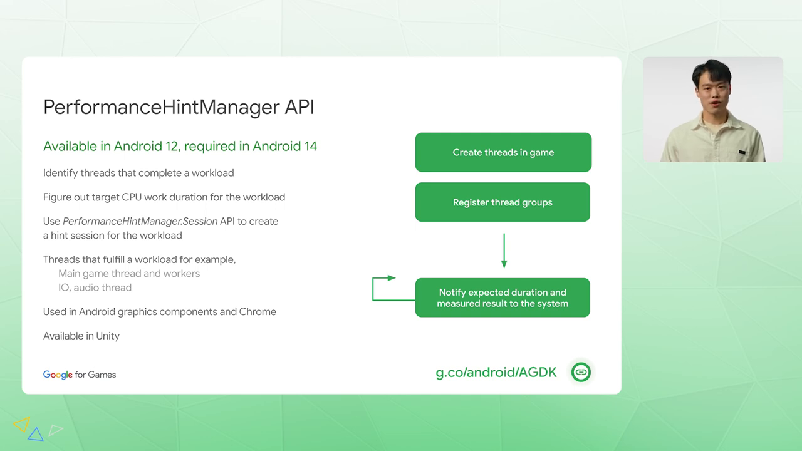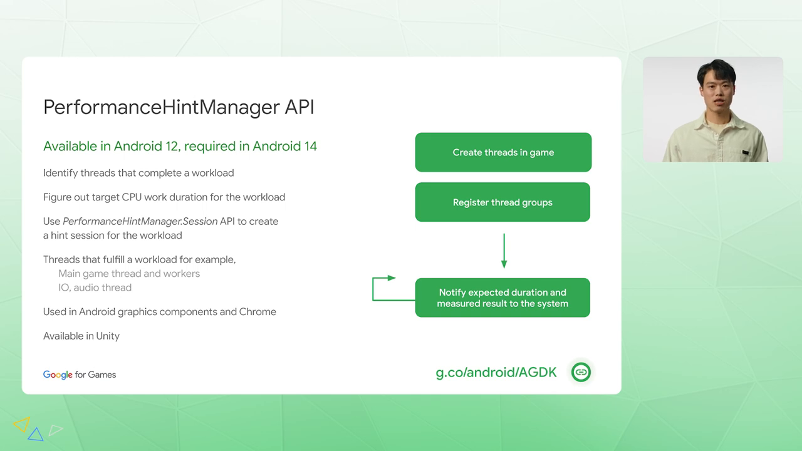Typically, this ties to the frame rate that your game targets, and then call the performance hint manager.session API to create a hint session for the workload. As an example, threads that fulfill a workload could be the main thread of the game and the dependent worker threads, and IO and/or the audio threads.